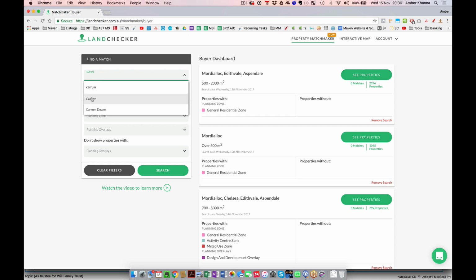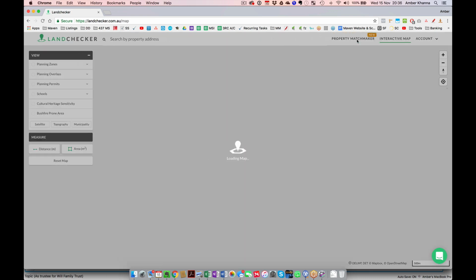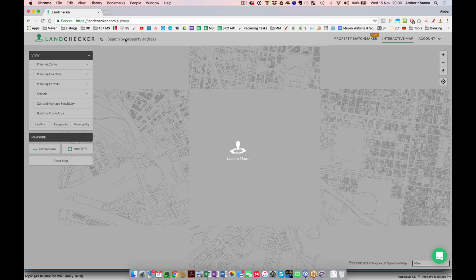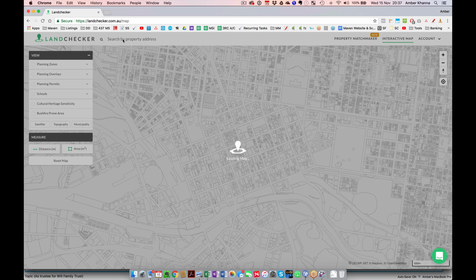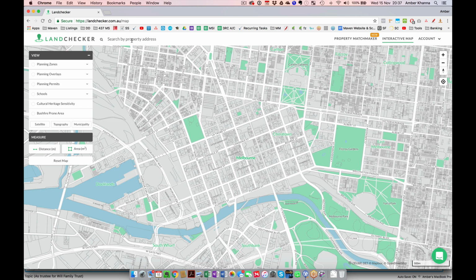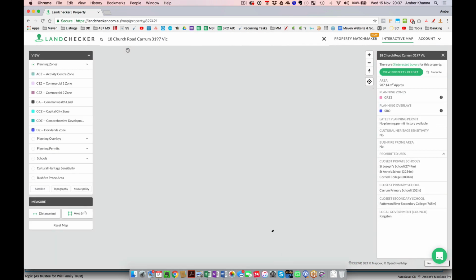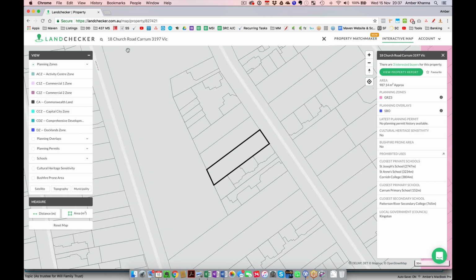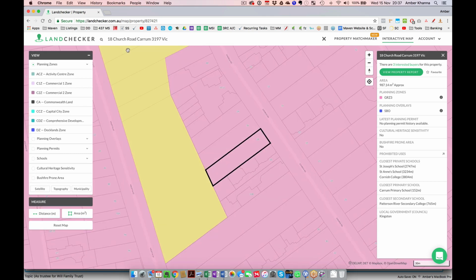So let's say it's Carrum, or I can just go in here, go into the property matchmaker and search by property address. This site is all about zoning, and have a play around with this. It's called landchecker.com.au. It's pretty good. If you are even looking for sites within the special zoning. So usually you find a site, then go and check the zoning. This site is a little bit different because over here you pick up the site based on the zoning first.